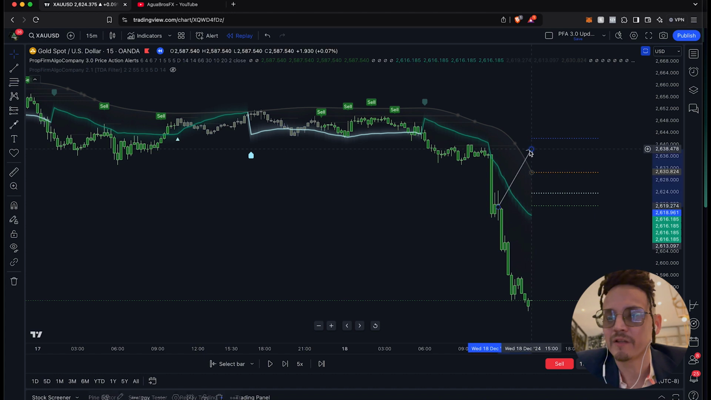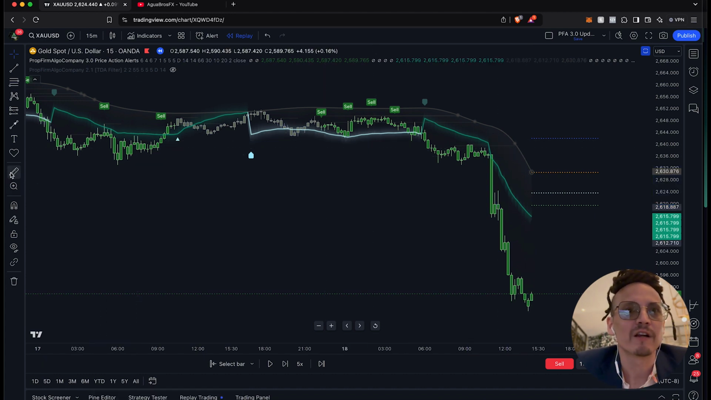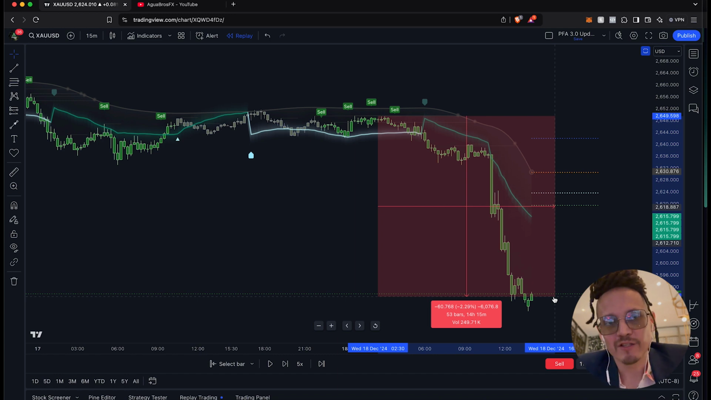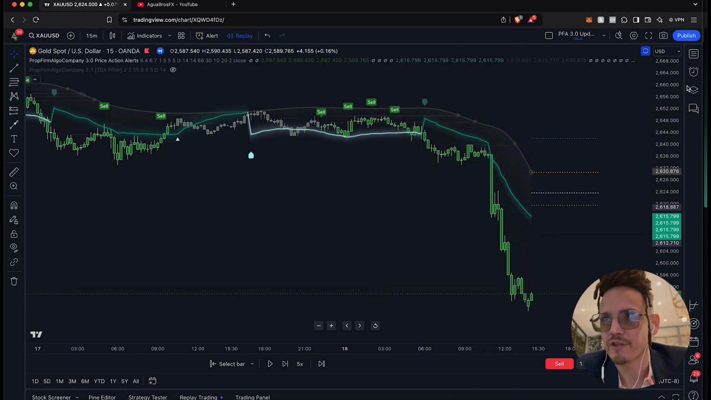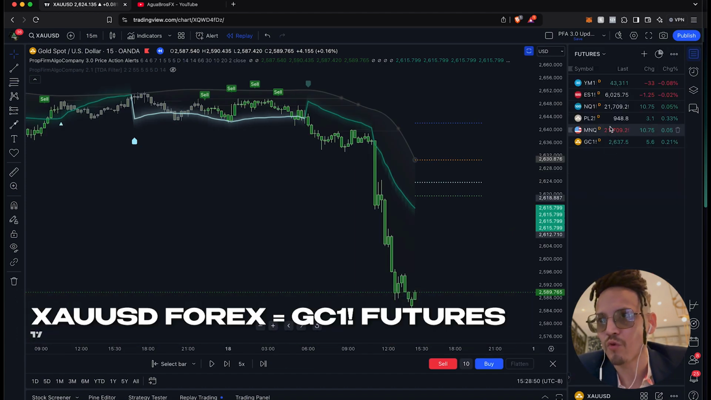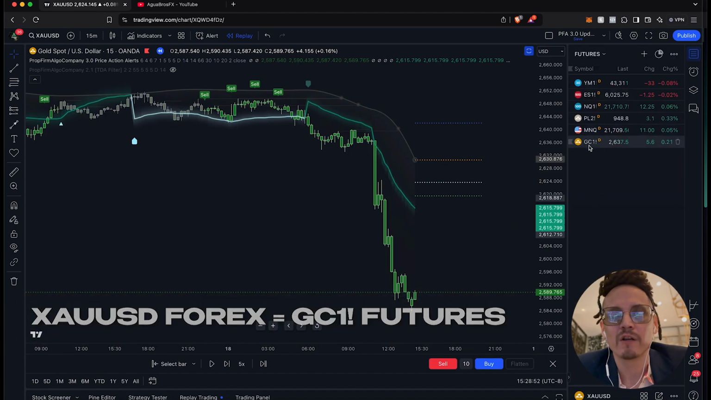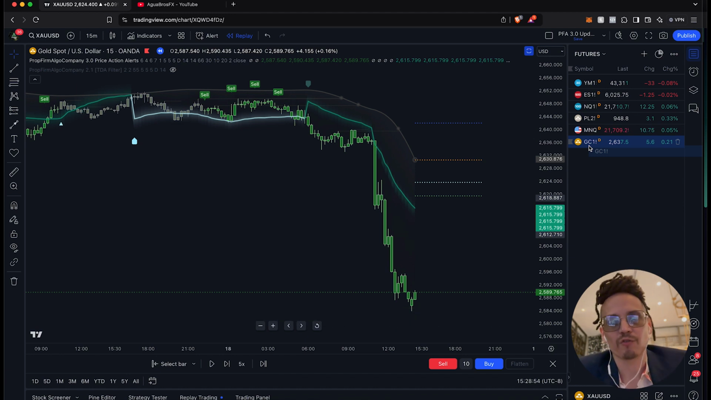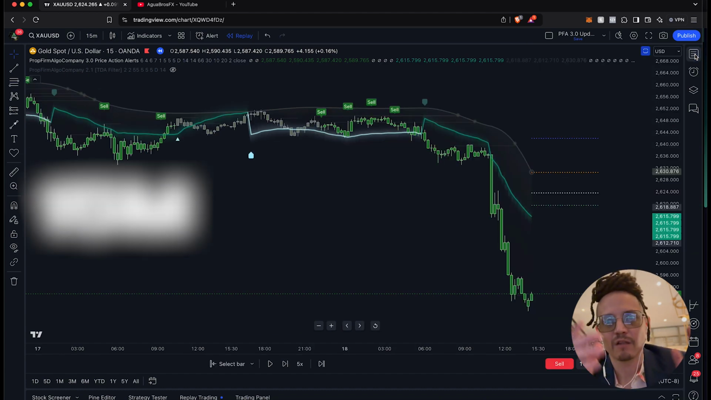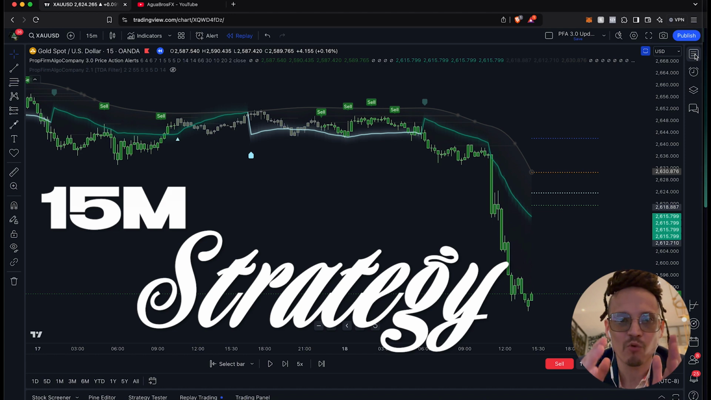And look at that. We didn't get a pullback just there. And this is a total of 6,000 points on XAU USD. And for those of you who are futures traders, this is actually the GC. So if I go into my futures watch list, the GC1 will be for futures traders. So Forex, it's XAU USD, and for futures, it's the GC1. So you could use this for futures. You could also use this for Forex. The 15-minute strategy is the one.